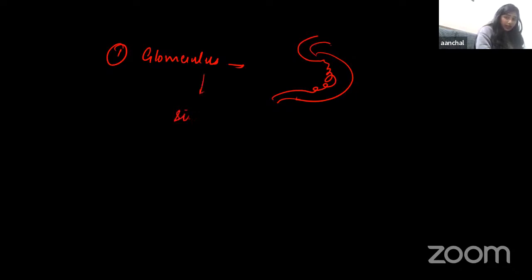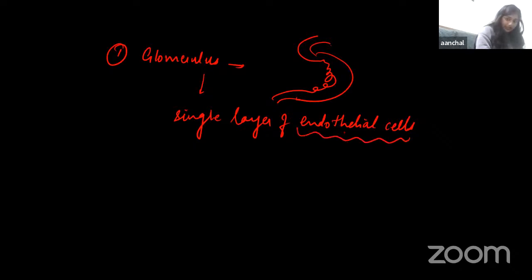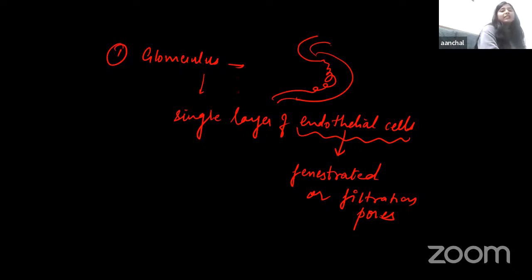One more thing: the glomerular capillaries are made up of a single layer of endothelial cells, which are attached to the basement membrane. These endothelial cells have a very important structure known as fenestrated pores, or we also call them filtration pores. So the glomerulus is composed of a single layer of endothelial cells, and these endothelial cells have fenestrated or filtration pores. So always remember. Now another thing we have, the Bowman's capsule.